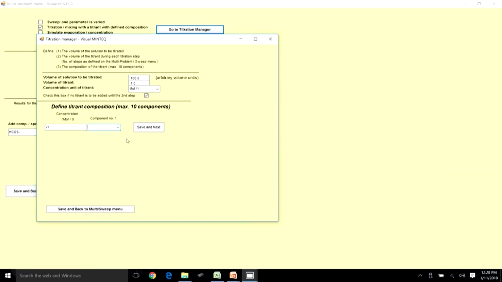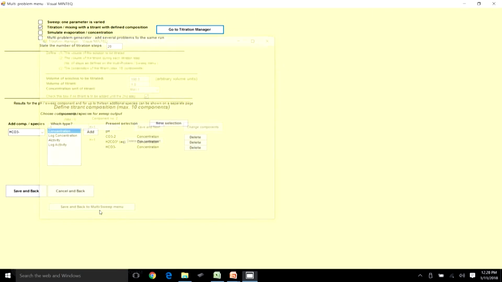Let us look for that: concentration of H plus, minus 1 mole per liter of H plus is being added with each unit step. So, save and next. Okay, I think I did not click save and next earlier, that could be the reason why we did not see a change there.